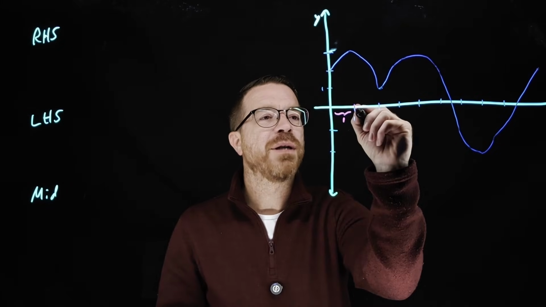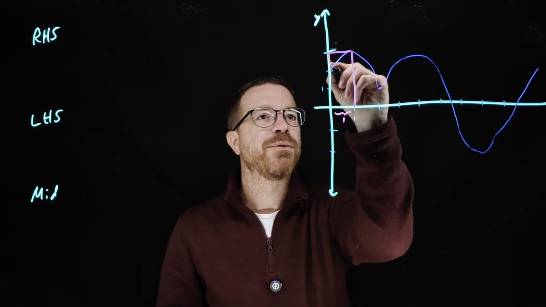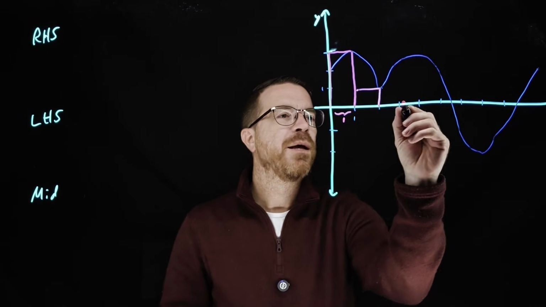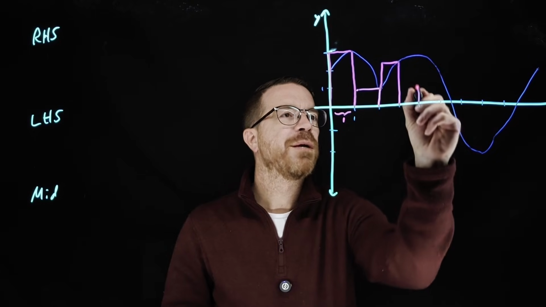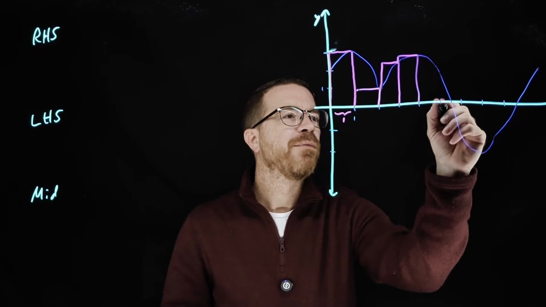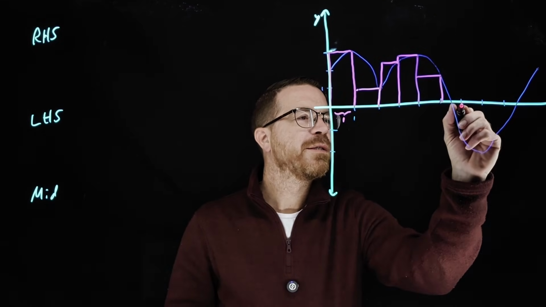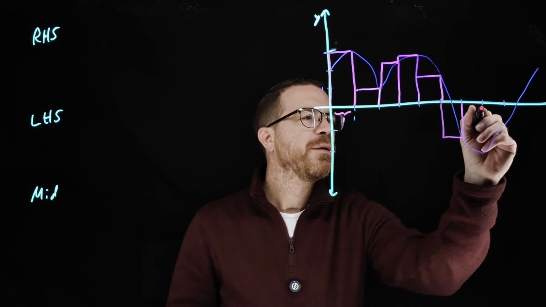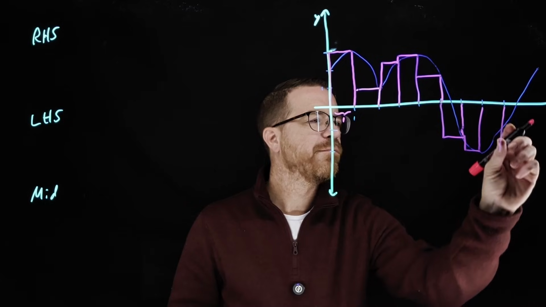So for my first one, I'm going to go up and I'm going to create my rectangle using my right-hand side. Then I'll do it for my second subinterval, my third subinterval, my fourth subinterval, my fifth subinterval, my sixth subinterval, my seventh subinterval, and then my eighth subinterval.